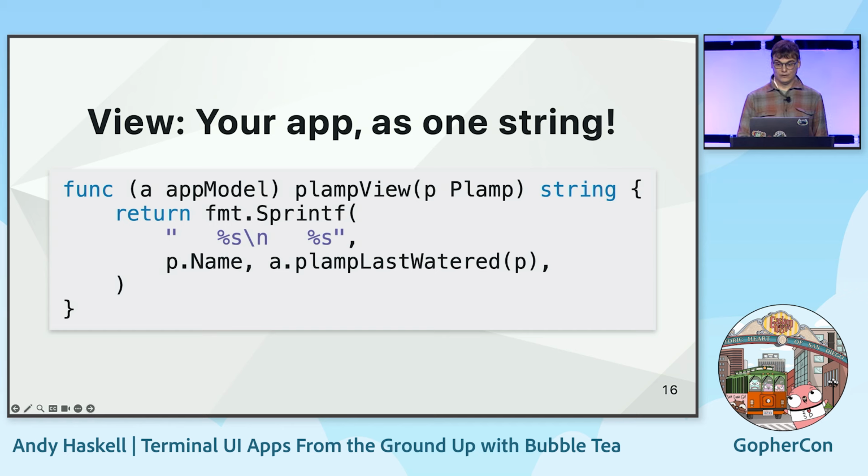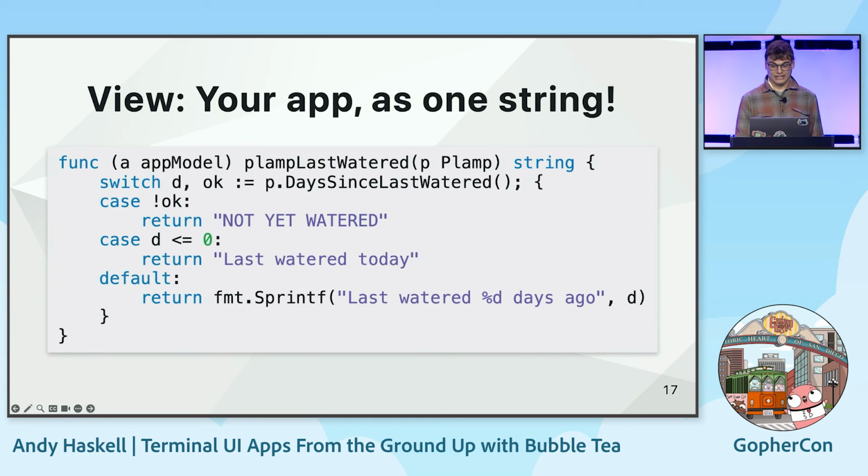And then for plantView, here's the helper method for displaying that block of text. We have a string with 2 indented lines, one for the plant's name, and then the other for when it was last watered. And we're also adding a helper function, plantLastWatered, that gives us a string representation. So if we haven't watered the plant on the app yet, then we have in all caps, NOT YET WATERED. If we last watered it today, then we display last watered today. Otherwise, we just say how many days ago it was last watered.